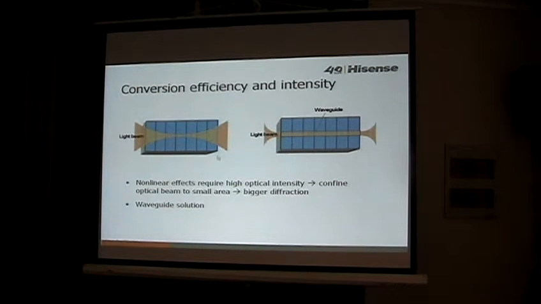So from a device point of view, we need to optimize the device sizes to try to get the maximum conversion efficiency. Another way to fundamentally get rid of this kind of compromise is to use a waveguide structure, because with a waveguide structure, we can have the light profile unchanged over a very long distance.